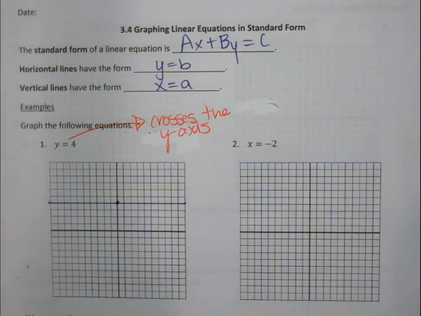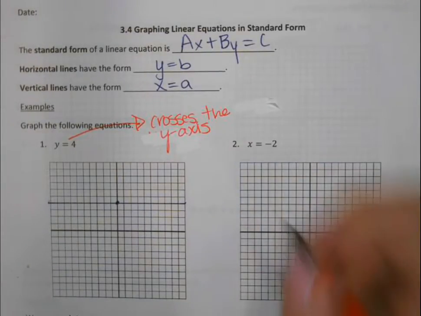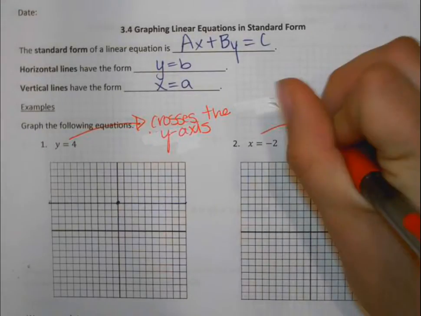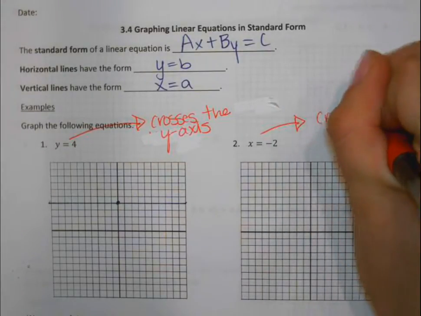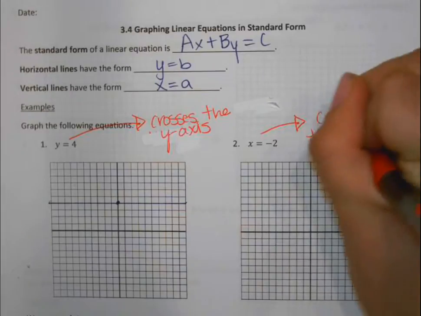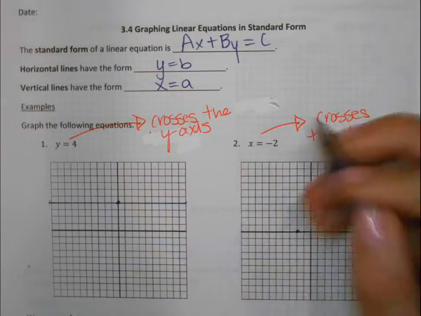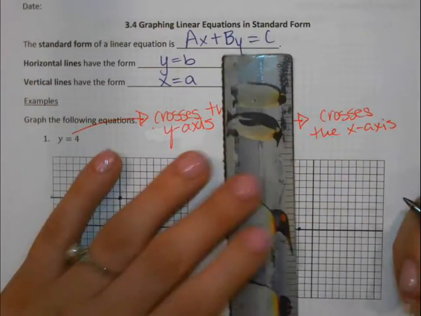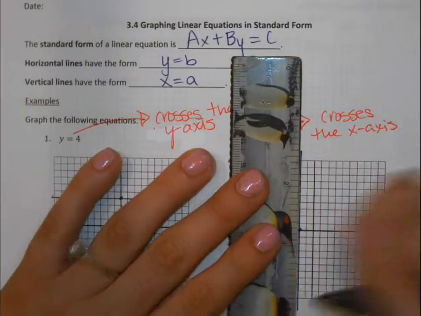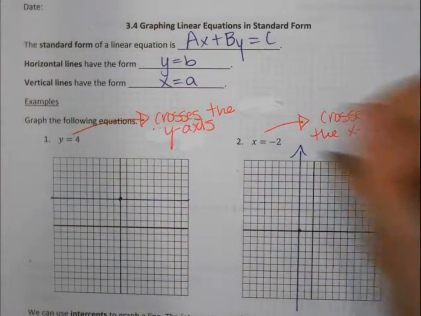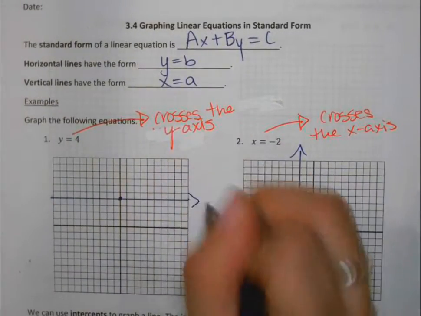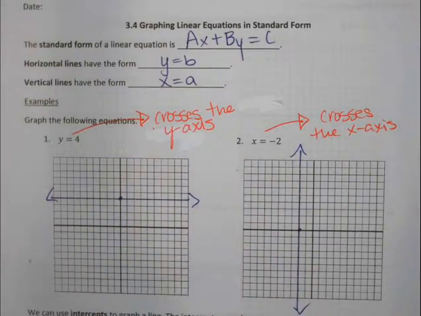Okay. I'm going to look at number 2. It's an x equals, so this means it crosses the x-axis. What I'm going to do there is I'm going to go left 2 because it's negative 2, and I'm going to draw my line up and down. I'll draw arrows on this so they're a little more easier for you to see.